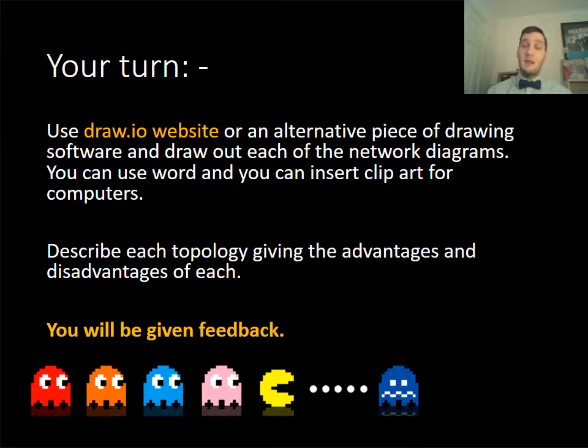So what I recommend is draw some of these topologies out using draw.io, explain the advantages and the disadvantages, make some sort of revision guide that is going to help you, or replay this video.